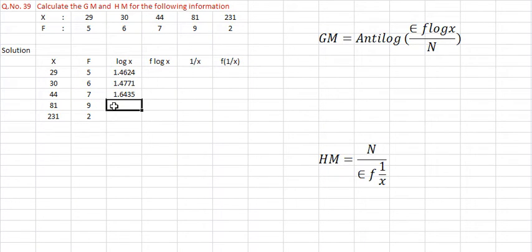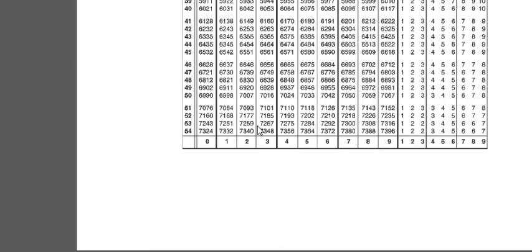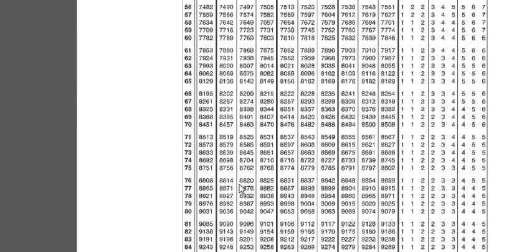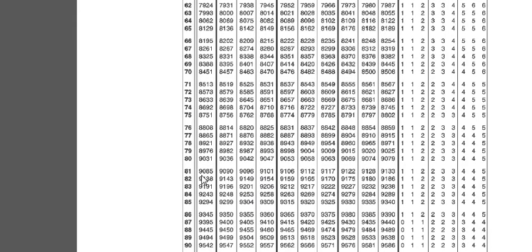6435. Then 81. 81 means 2 place minus 1, 1. Then check the 81 0. So 81 0, you have to find 81 0. So 81 0 is this one. 90, see 9085.